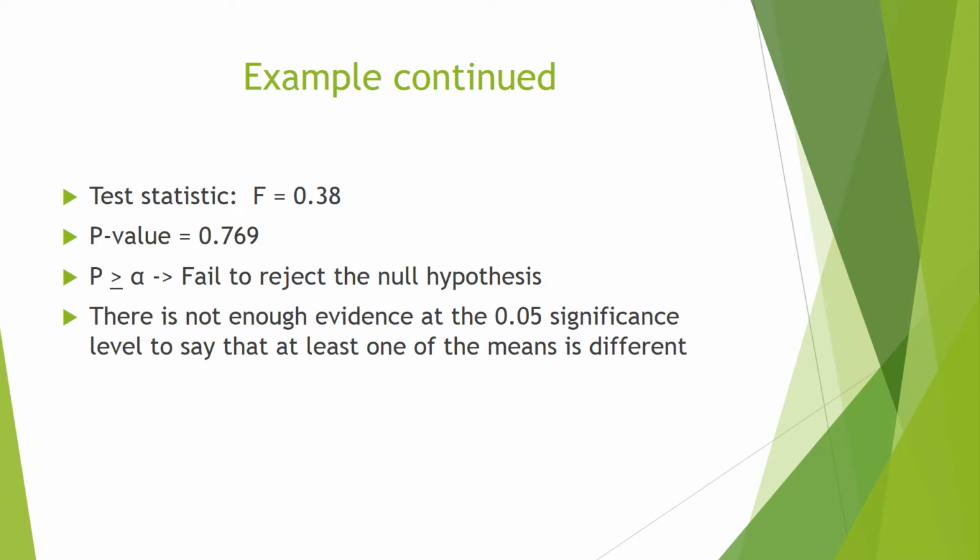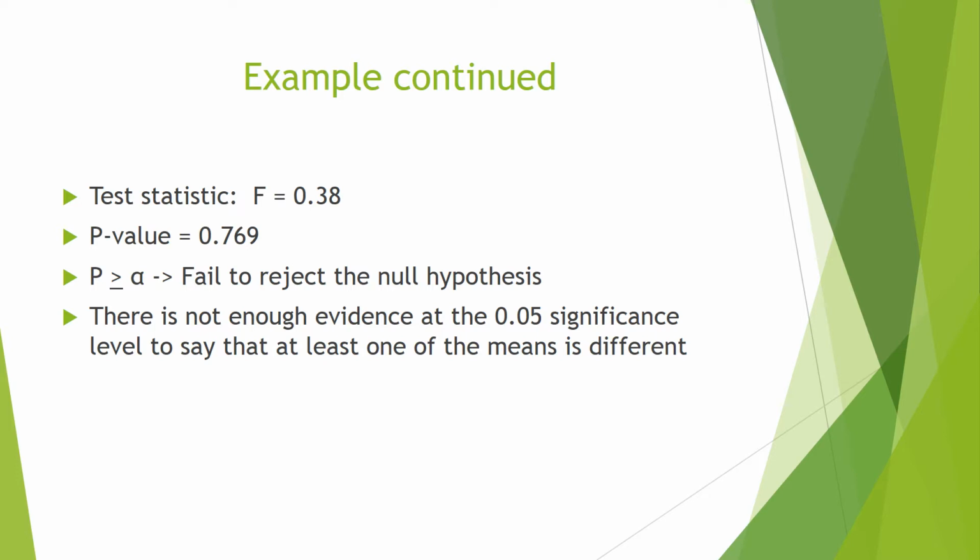We could have 3 of them being the same, and the 4th one being different. The ANOVA test does not tell us that. All it tells us, if we do not reject the null hypothesis, if P had been less than the significance level, then all it tells us is there is enough evidence to say that at least one of the means is different. You would need to do post hoc testing later to determine which means are different from each other.